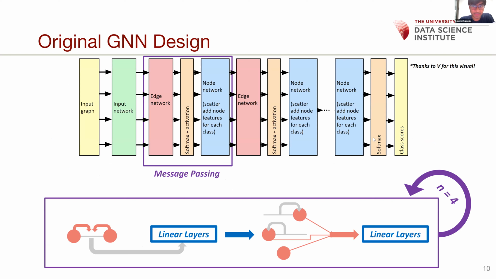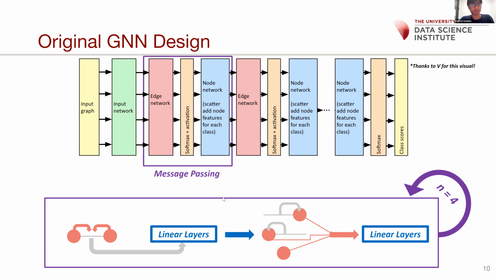In this schematic, this is the design of our original GNN. We have our input graph, which goes through an input network to get a hidden embedding of the features. Then we have these message passing blocks, where the output of each block is a set of class probabilities for each of the nodes. Specifically in our case, the original design did this 4 times until eventually we have our final softmax layer to get a set of class probabilities.